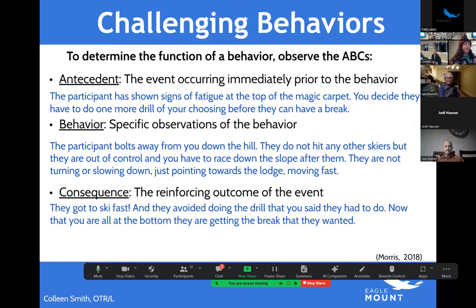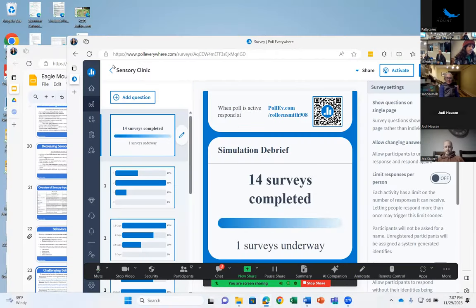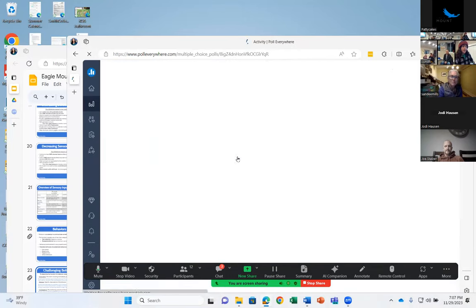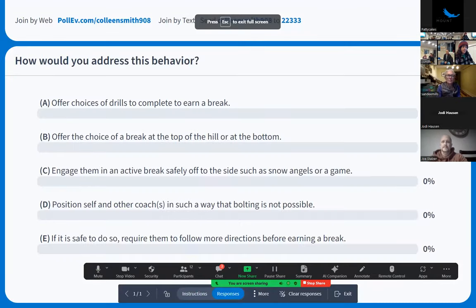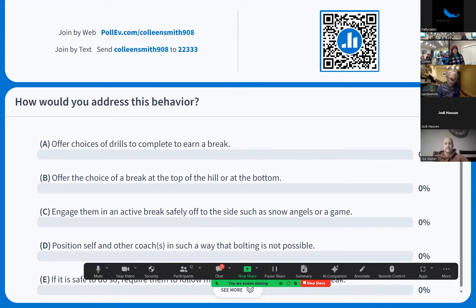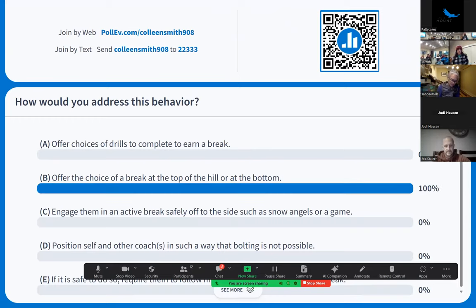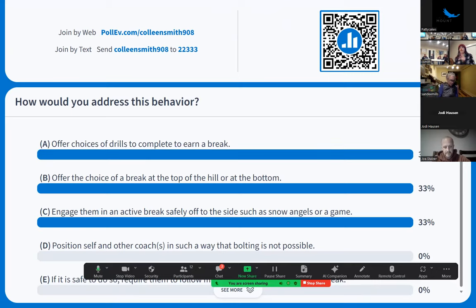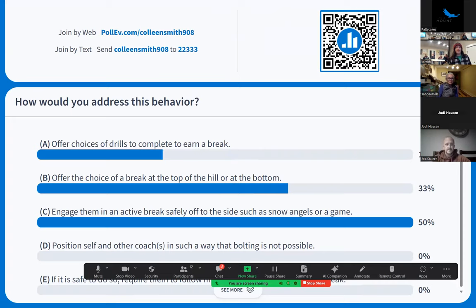So I want to pose, I have a little poll for what are some outcomes or some choices you can make to address that behavior differently. I couldn't add an open-ended one to this one, so if anyone has an idea they want to share, please do. There's no right or wrong answers here.